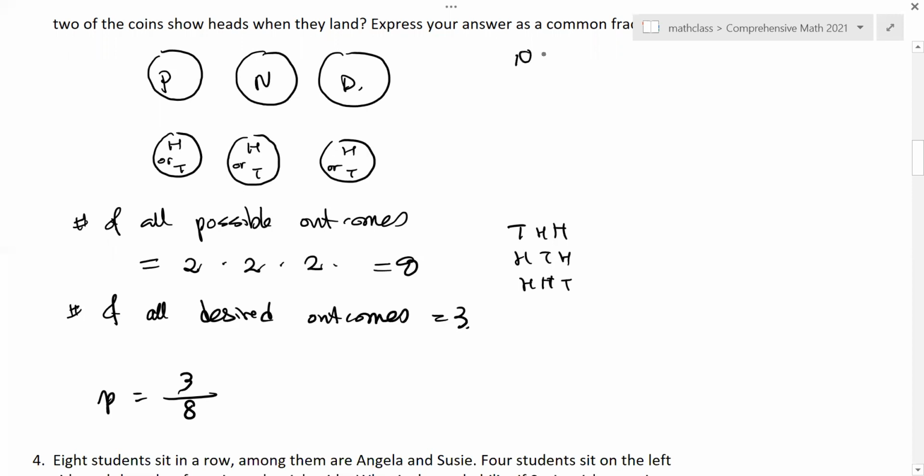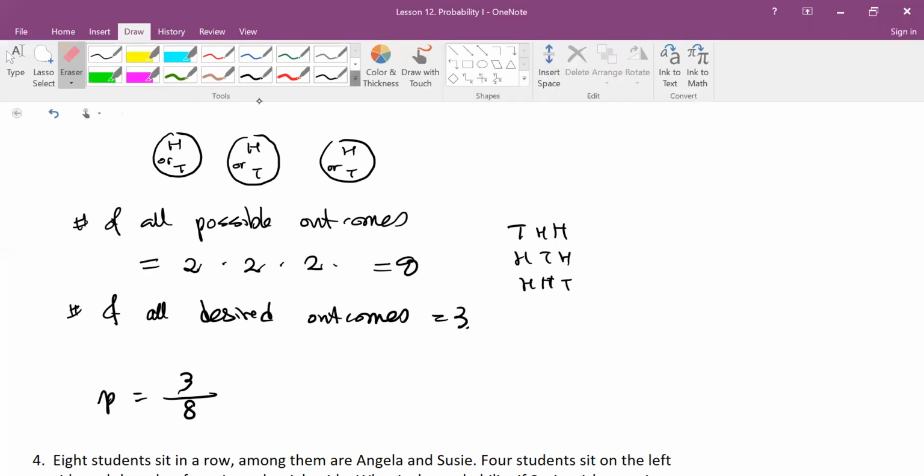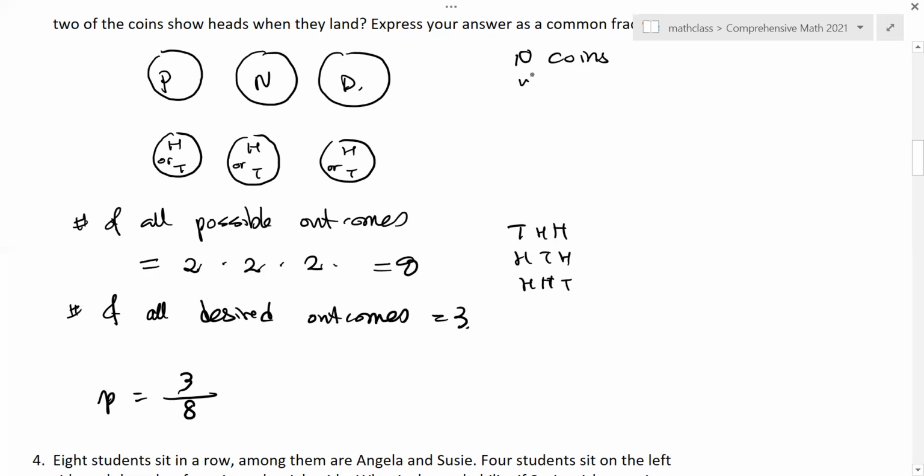So if we have 10 coins, or you can have 1 coin and flip it 10 times. It's the same, right? One coin or 10 coins tossed simultaneously. So what is the probability you get exactly 4 heads? That would be a slightly different way to do it. It's a similar problem, but you cannot just list all of them here, like HTT. So what is the probability?